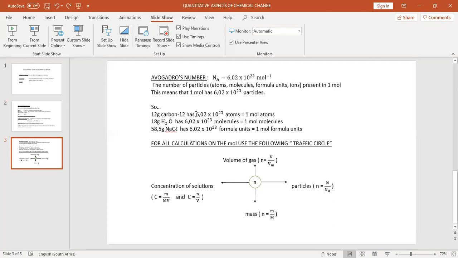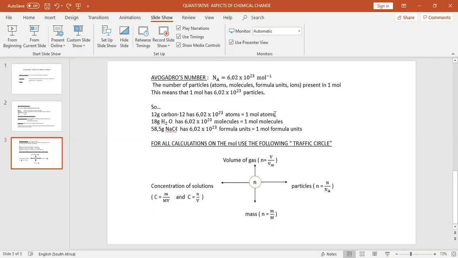Let's look at an example. Again, carbon-12 comes up. Take 12 grams of carbon-12. Why did I choose this number? This is from the periodic table. It's relative atomic mass in grams now. So 12 grams of carbon-12 has Avogadro number of atoms. Now again, it's tiring to say Avogadro number, so I just say it has 1 mole of atoms.